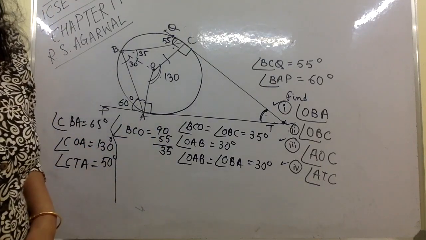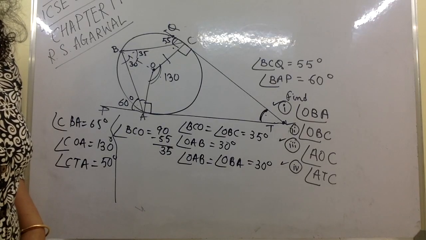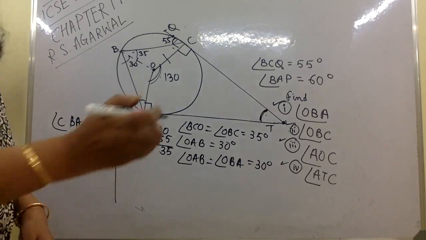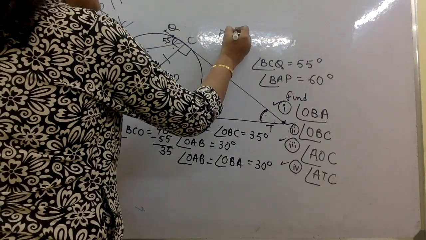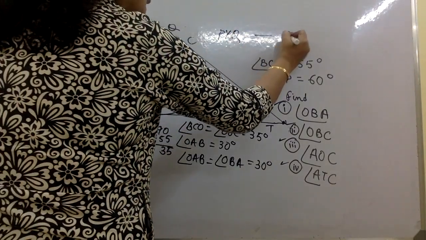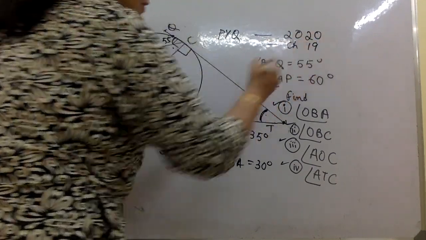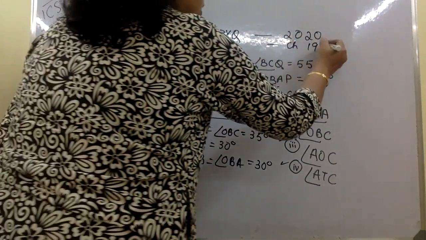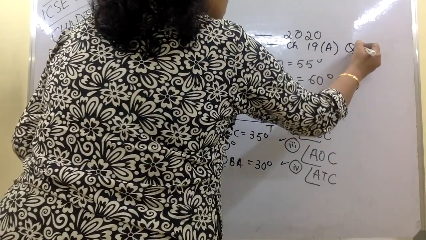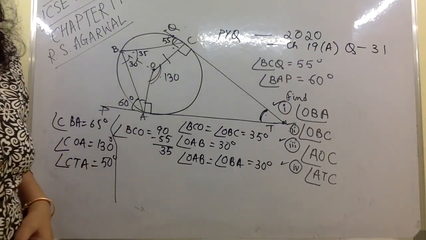So this sum was a PYQ, a previous year question of 2020. It is from chapter 19A, question number 31. You will get it there.